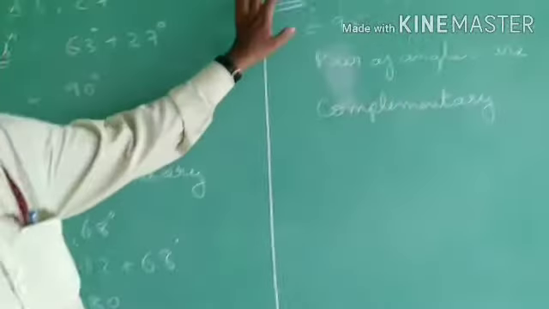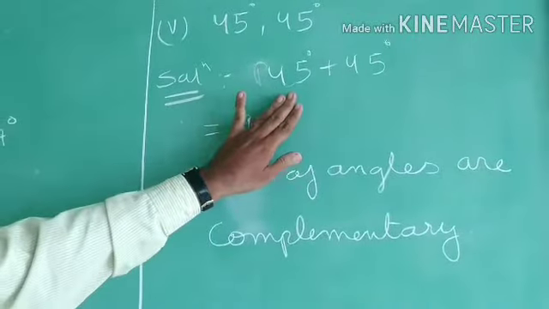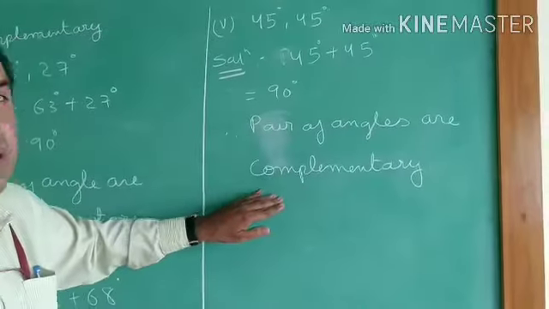Now next, fifth part, 45 plus 45. When I did 45 plus 45, the answer is 90. The pair of angles are complementary.